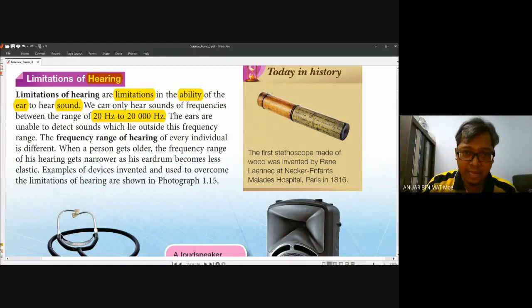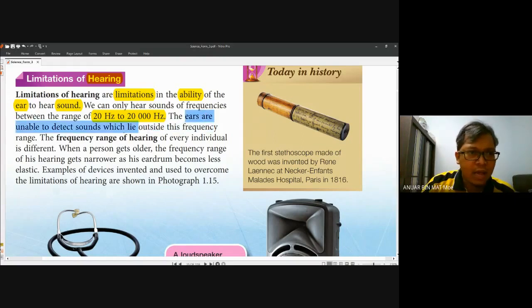But there are animals, ada haiwan yang boleh dengar lebih daripada 20,000 hertz. For example, cats, dogs. Dogs can hear what we cannot hear. That's why sometimes in the middle of the night, you can hear the dog barking or howling, because it hears something that we cannot hear. Alright? This is our limitation.